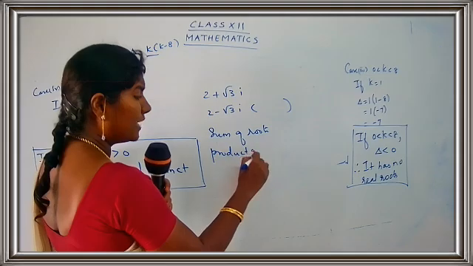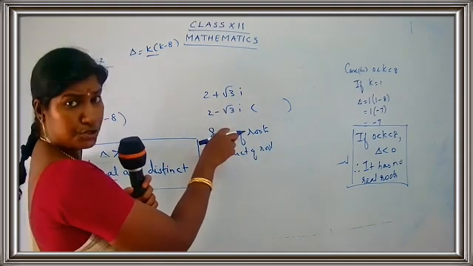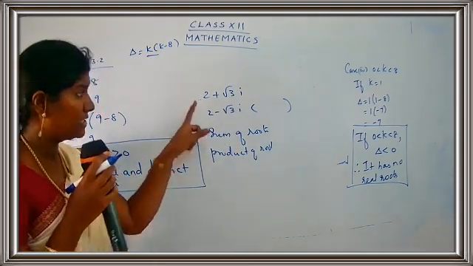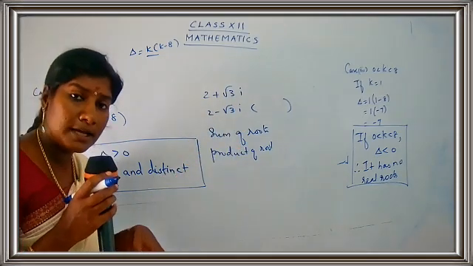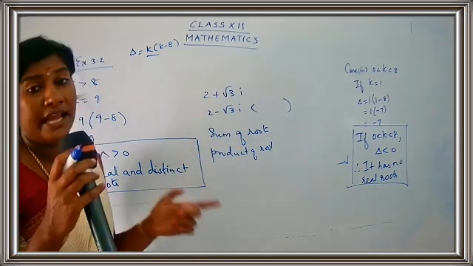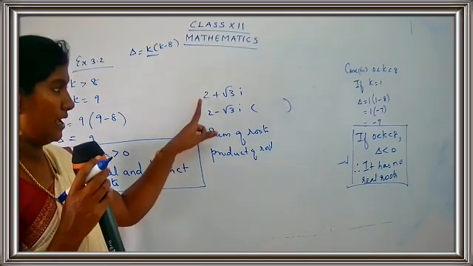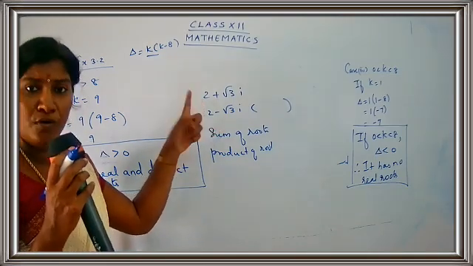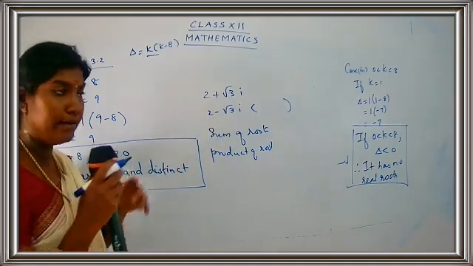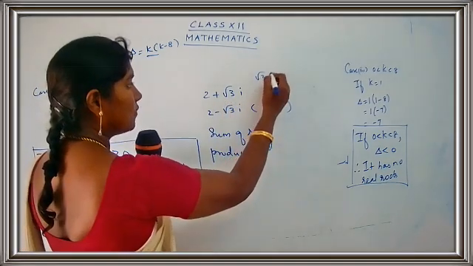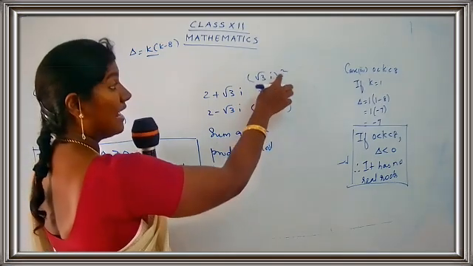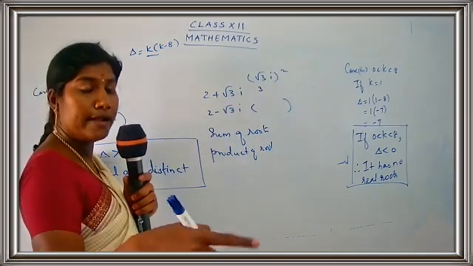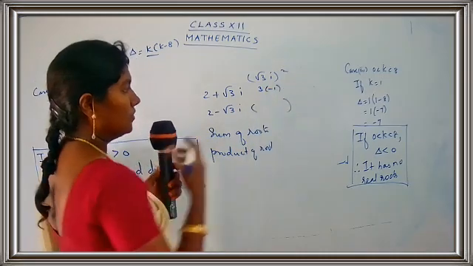So how are you going to find the product of roots? Multiply these two. Now when you multiply these two, just see here, this is a plus b and this is a minus b. So what is the formula? a plus b into a minus b is a square minus b square. A square, very simple, 2 into 2, 4. How to find b square? This is root 3 i square. That means root 3 into root 3 gives you 3, and i square, what is i square? That's minus 1. So you will get the answer.